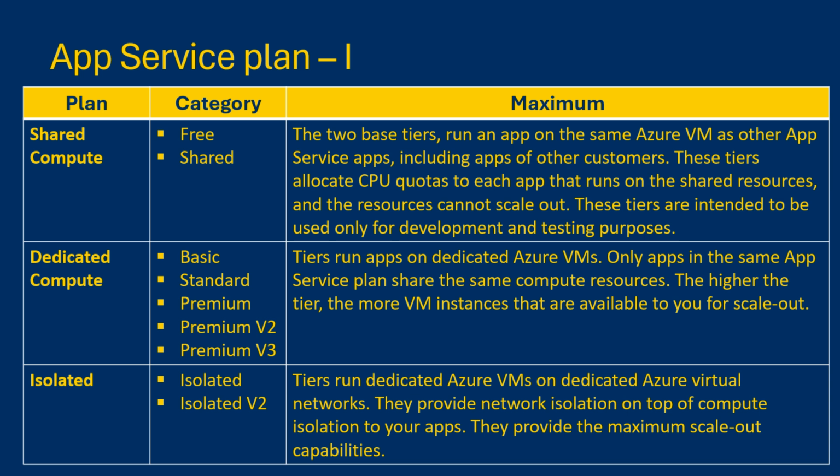Third is isolated option. It contains subcategories like isolated and isolated v2. This tier provides dedicated VM. On top of that, it provides dedicated Azure Virtual Network as well. This tier also having the capabilities of scaling the infrastructure.